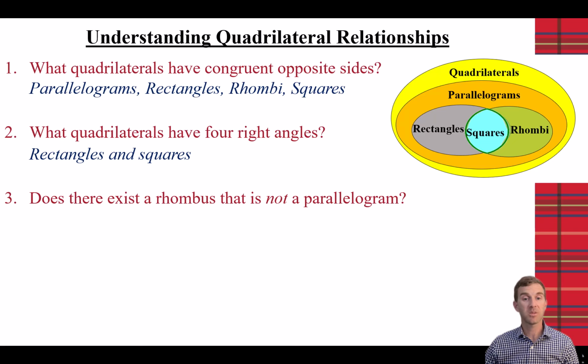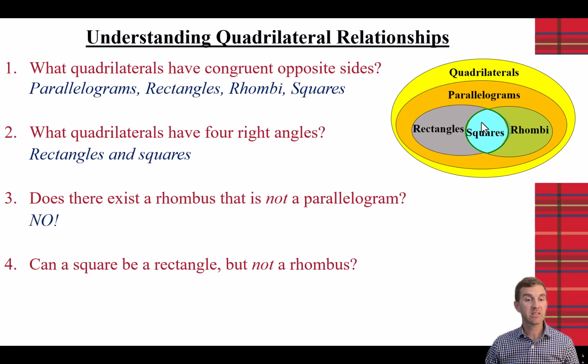Does there exist a rhombus that is not a parallelogram? Well, the entire rhombus group is inside the parallelograms, so no. And lastly, can a square be a rectangle but not a rhombus? Well, no, because the square is always inside that rhombus category as well. So we can use this to help us understand those relationships and what makes them unique as well as similar to one another.